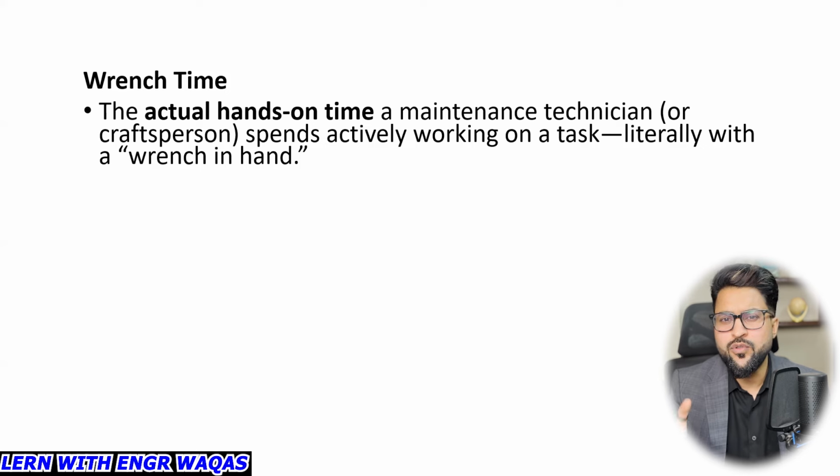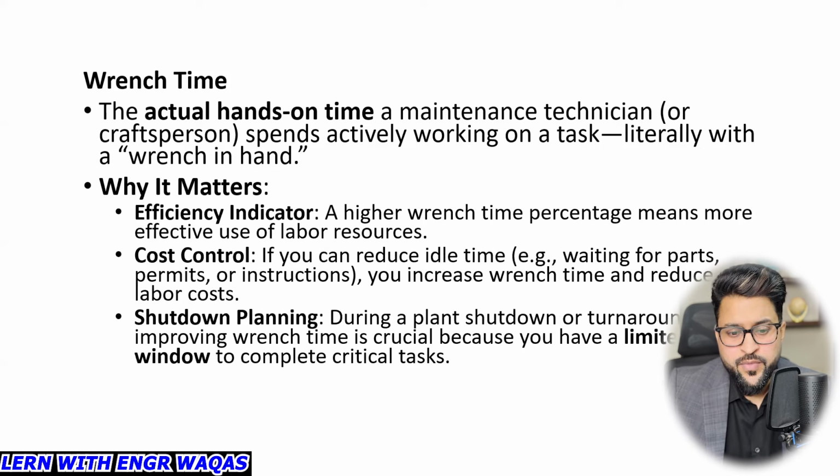This is very important if you are going to become a shutdown scheduler. Why it matters? Efficiency indicator: a higher wrench time percentage means more effective use of labor resources, and cost control. If you can reduce idle time, when you are standby, you are not doing anything, right? So that is called idle time. Waiting for parts, permits, or instructions; if you reduce it, you increase wrench time and reduce labor cost. These terminologies like idle time, wrench time, downtime, and their impact on your project duration calculation are going to be one of the favorite questions asked in job interviews.